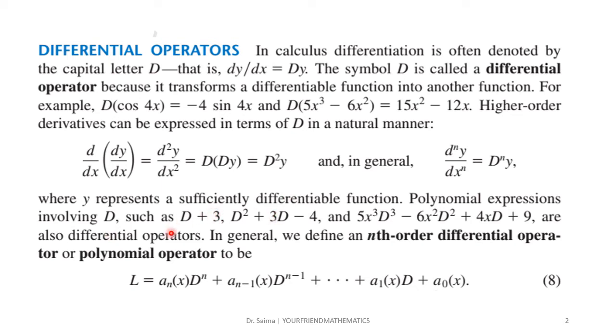We can also write differential operators as a polynomial, D plus 3, D square plus 3D minus 4, and with variable coefficients also. So the nth order differential operator, or polynomial operator, can be written as a_n(x) D raised to power n. a_n(x) is the coefficient of D raised to power n, a_(n-1)(x) is the coefficient of the differential operator D raised to n minus 1, and so on.